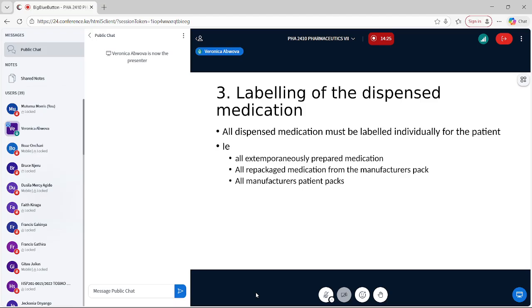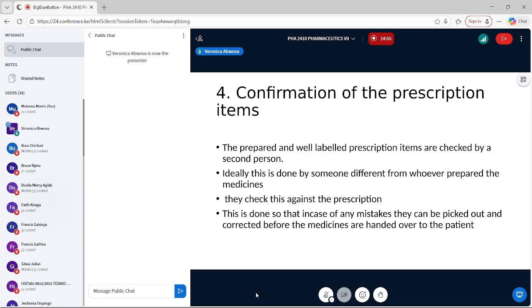When we talk about extemporaneously prepared medication, these are usually products that you will prepare in the pharmacy, okay? Everything that leaves the pharmacy must have a label, whether it is a package that you've received medicines in, packaged in the manufacturer's pack. We'll be looking at some of those packs, and you'll be able to see the manufacturer's pack.